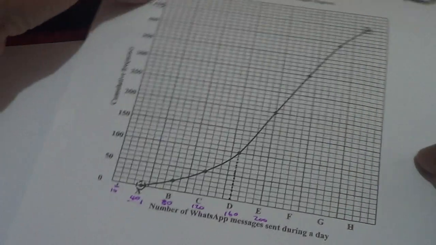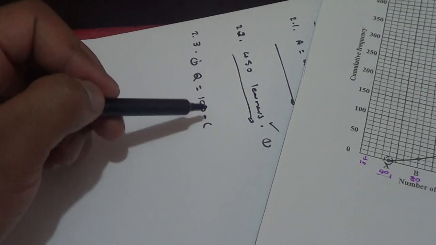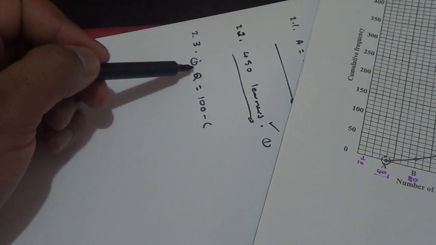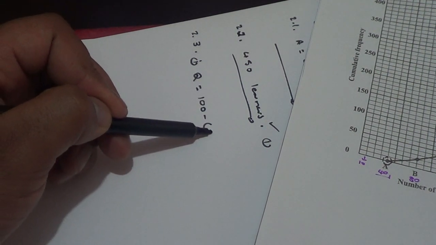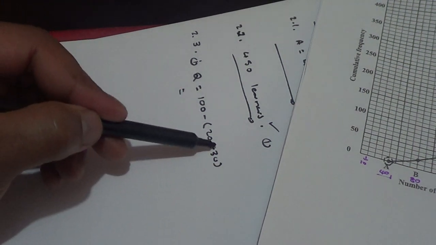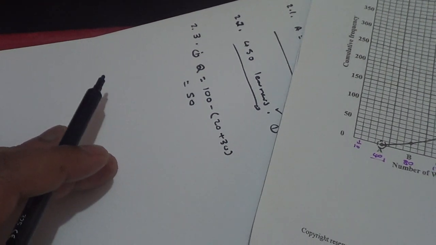So 160 goes with 100. So this is going to be 100 minus the sum of the other two. Remember, these two were added here, they give us 100. And then when you work it out, it's going to be that one. So remember this is 50, so it's going to be 50. So Q is 50.